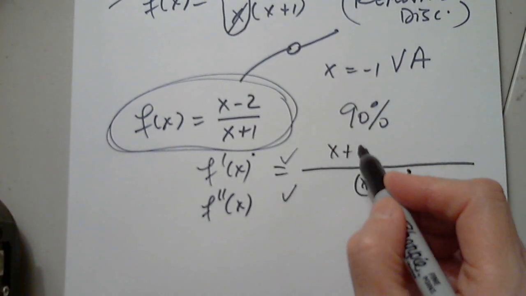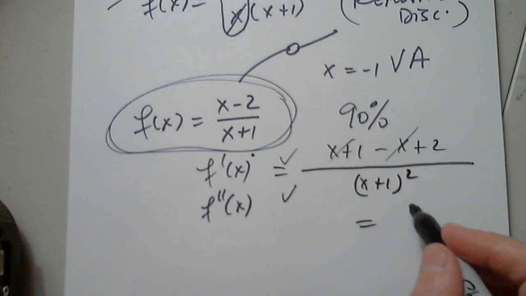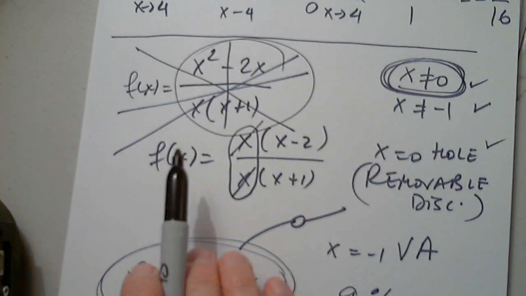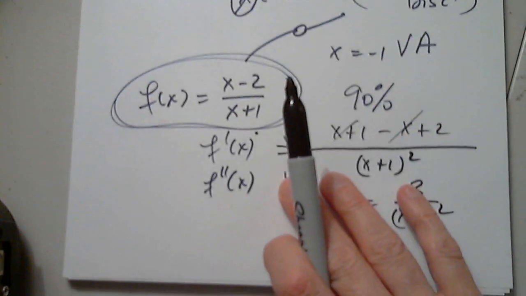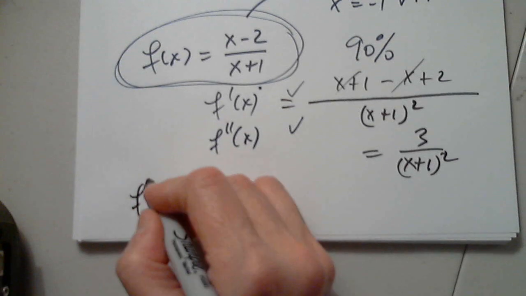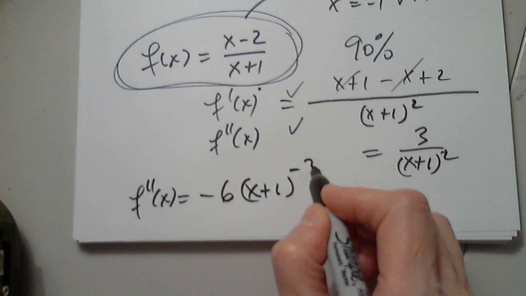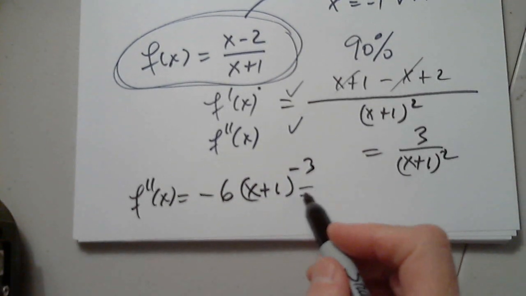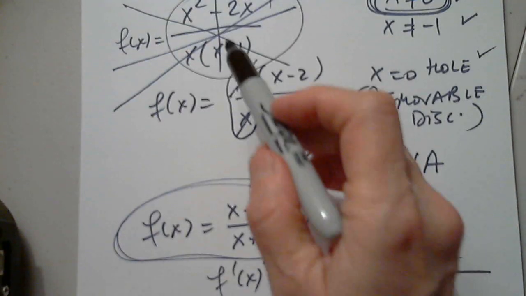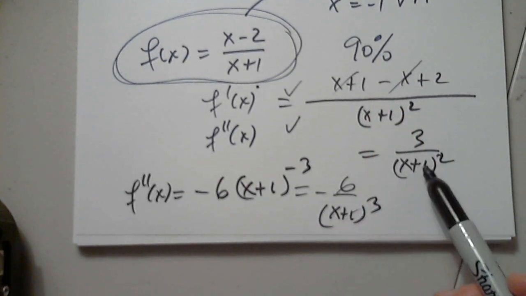Top prime is 1 minus the top times the denominator prime. You're done. 3 over x plus 1 squared. It will take forever to simplify the derivative of the original to 3 over x plus 1 squared. And when you find the second derivative, that's even easier, because it will be -6 times x plus 1 to the -3, or -6 over x plus 1 cubed. So don't go back here. It will take you a page, and you may not ever get to these two.